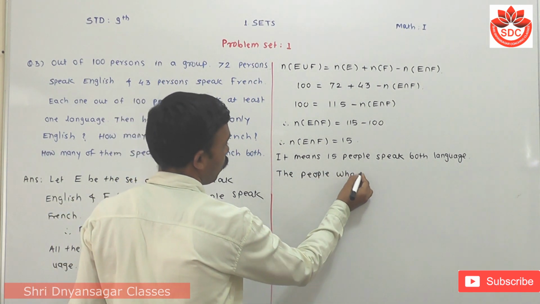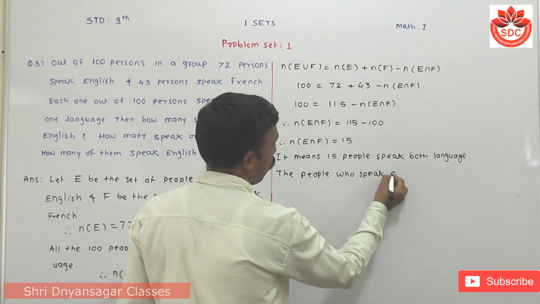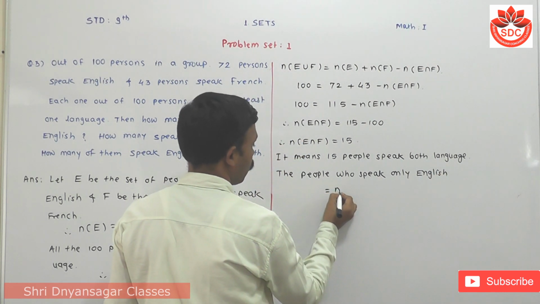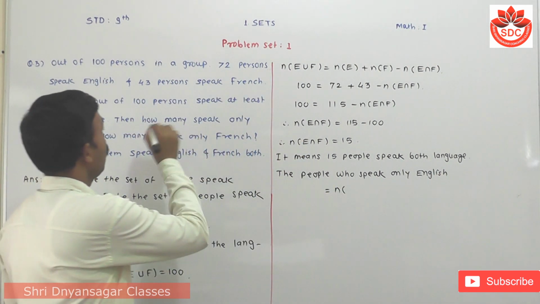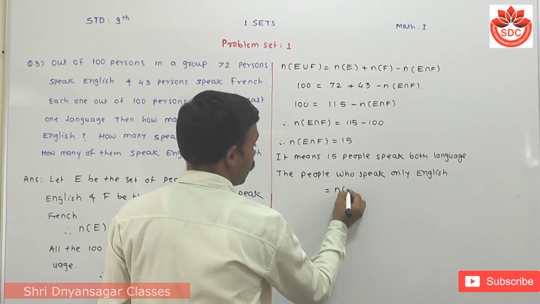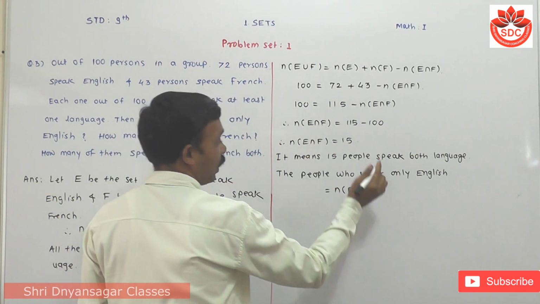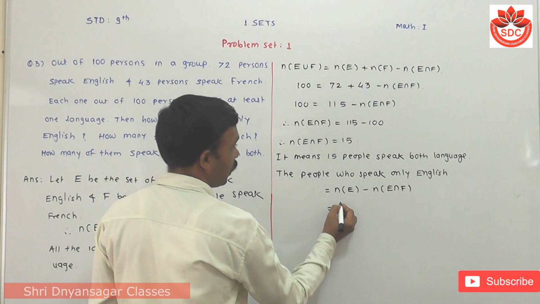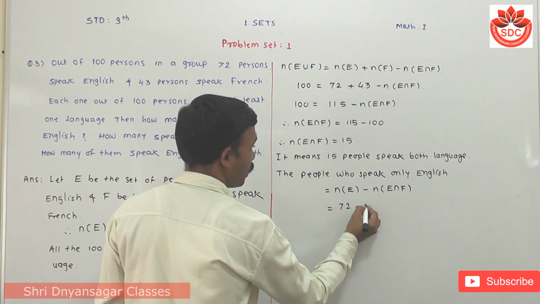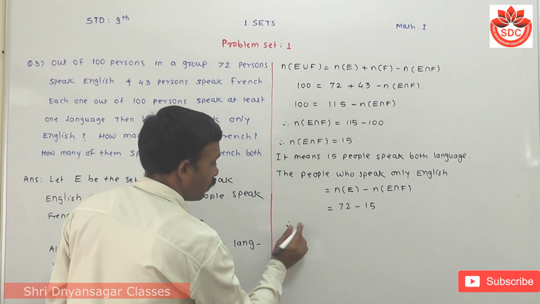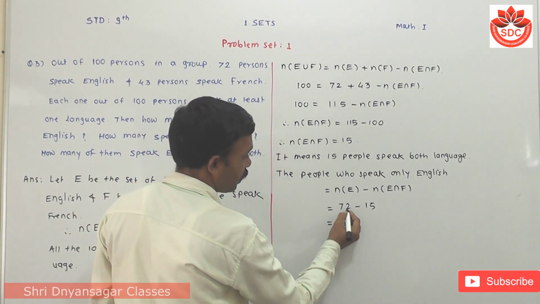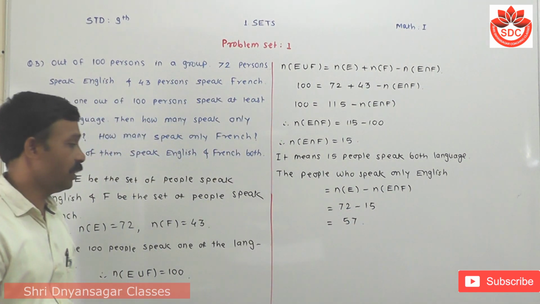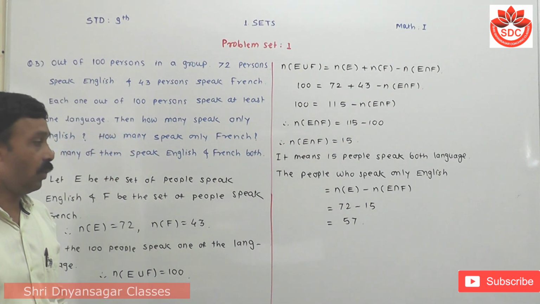People who speak only English is equal to, now the total number of people who speak English is 72, which means n of E minus the common elements, n of E intersection M. Here n of E is 72 minus 50. The subtraction is 12 minus 5 becomes 7, then this 5, which means 57 people speak only English.